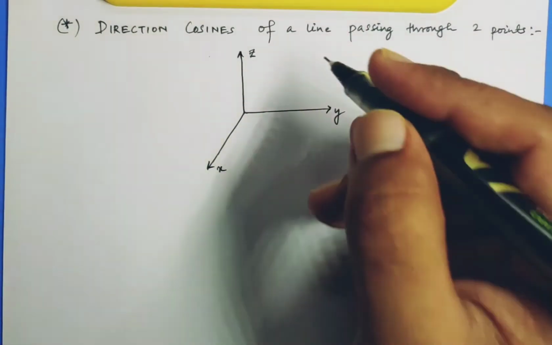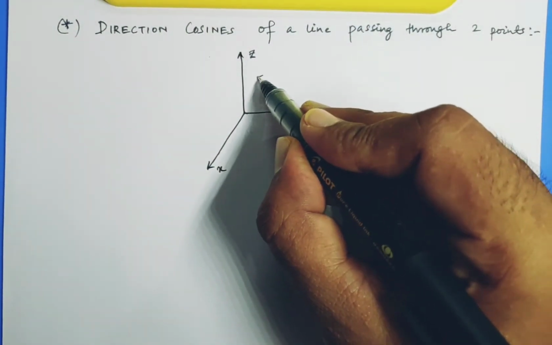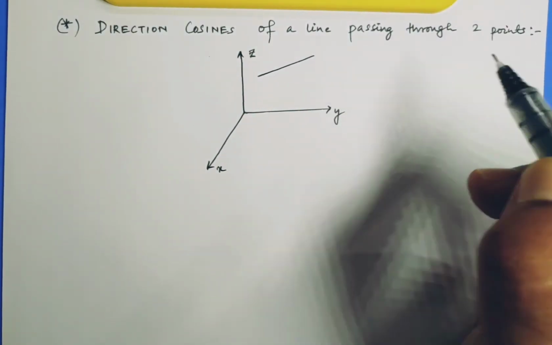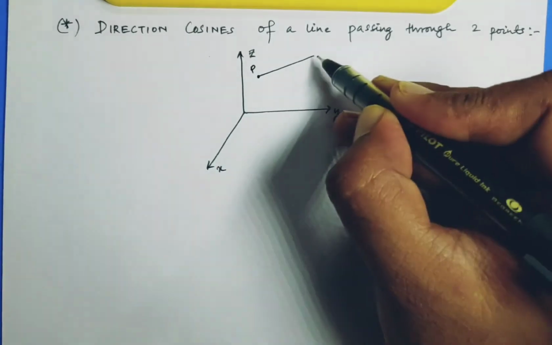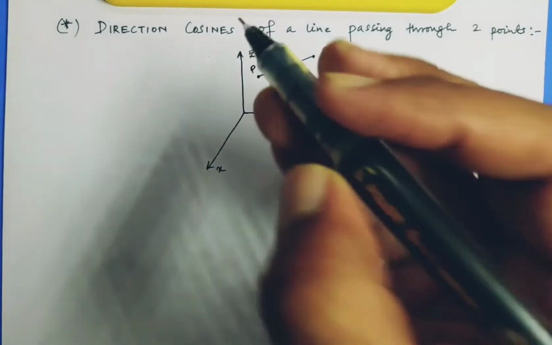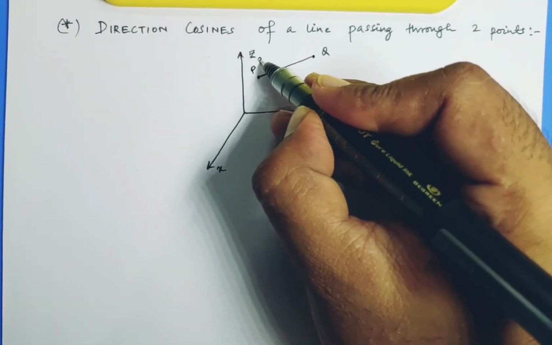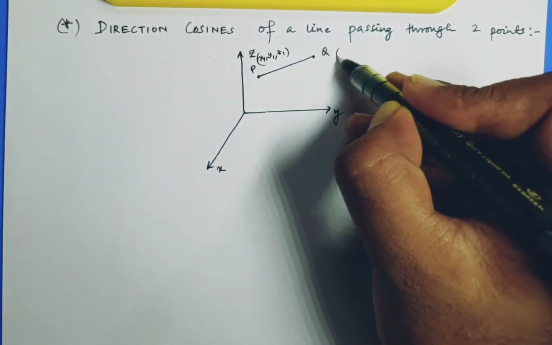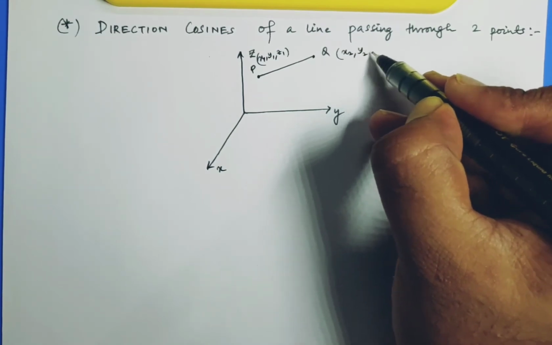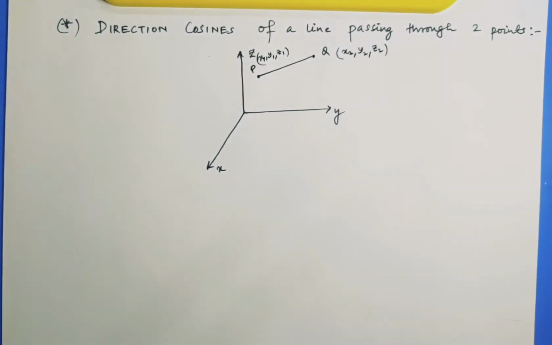So now first thing, let us draw a line. But it says that it's passing through 2 points. So we have here as P and here as Q. Let's give the points the names x1, y1, z1, and this one will be x2, y2, z2. So we have to find the direction cosines of this line. Clear?